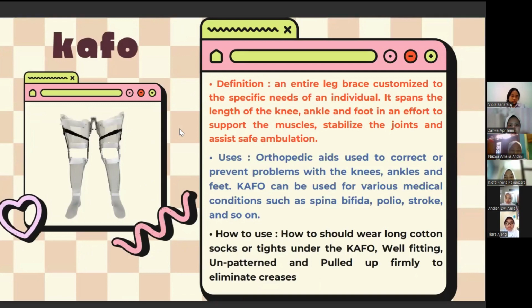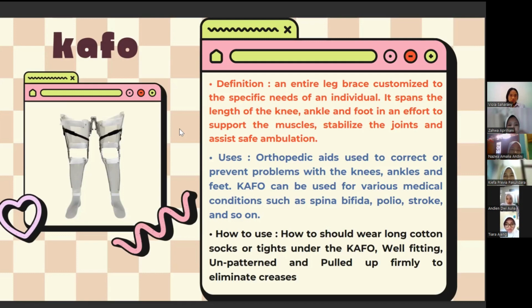The next topic is CAFO. Definition: an entire leg brace custom made to the specific needs of an individual. It spans the leg, the knee, ankle, and foot in an effort to support the muscle, stabilize the joint, and assist ambulation. Uses: orthopedic.